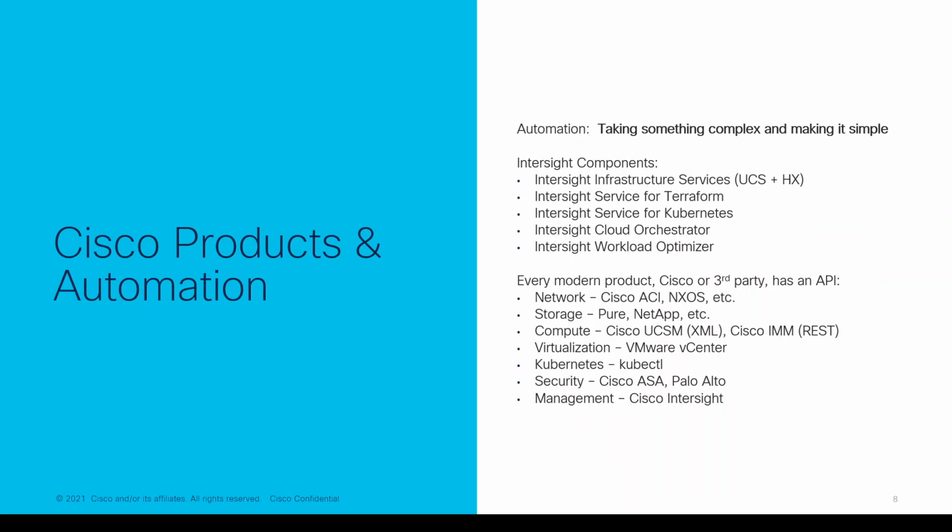Okay, so now we're going to switch gears a little bit and talk about Cisco products and automation. We already defined automation in the beginning of this presentation as the speed of change to a single IT system.